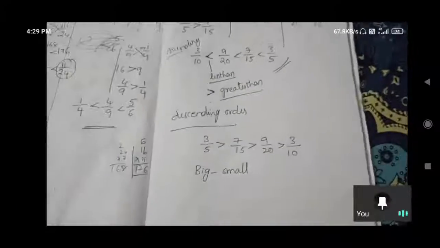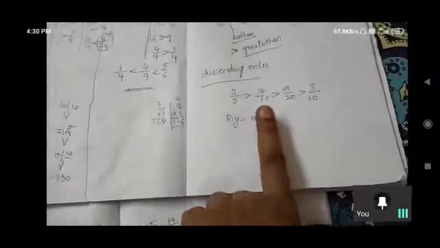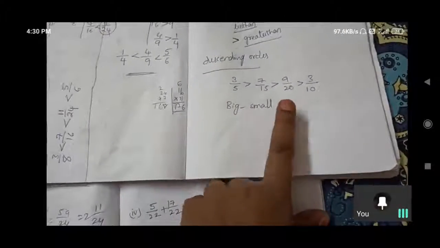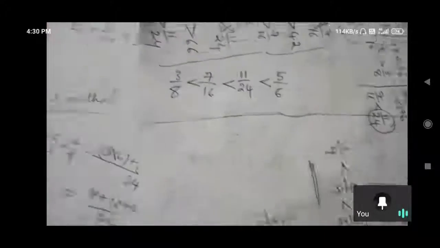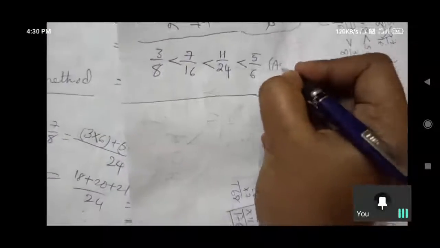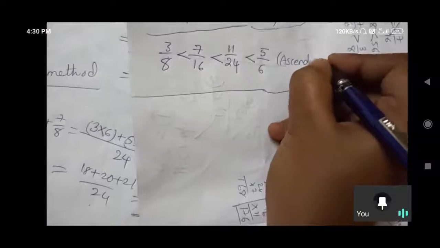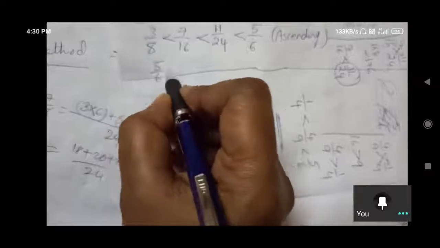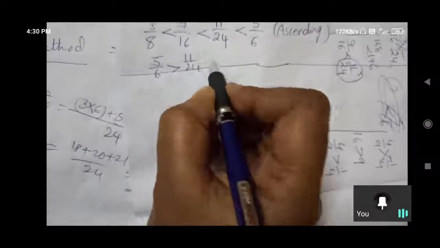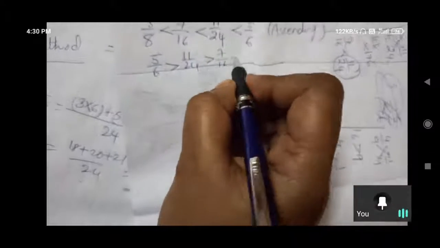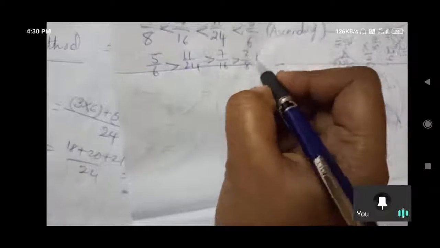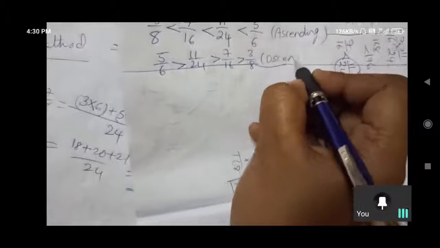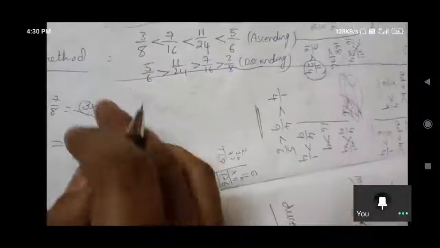So next, like this comparison only, we need to write the order like this, big to small. Descending order means big to small. Here also descending order we can write. This is ascending order. We can write descending order for this also. Descending order, how will it come? 5 by 6 greater than 11 by 24 greater than 7 by 16 greater than 3 by 8. This is descending order.